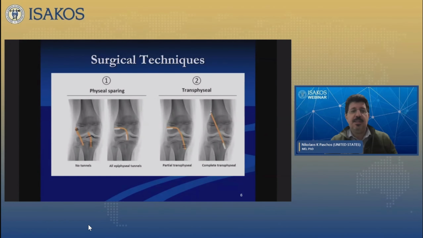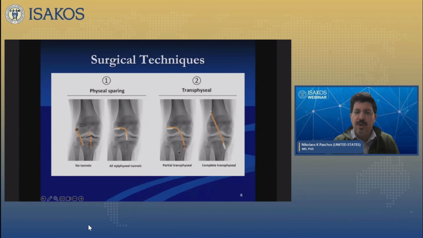These are the techniques schematically. We have the physeal sparing technique, and here you can see that we use the IT band and go around. We loop it inside the knee. We'll see more detail. We have the all-epiphyseal technique, where we create tunnels and need to have the fixation points within the epiphysis, because in that way, the growth of the patient won't stretch the ACL as the patient grows.